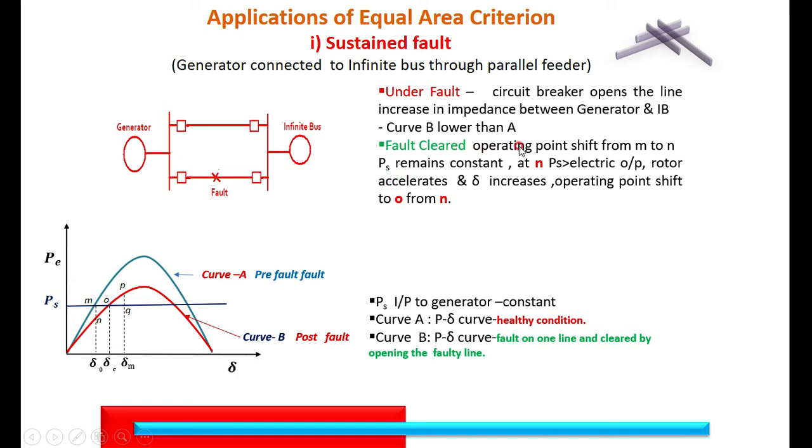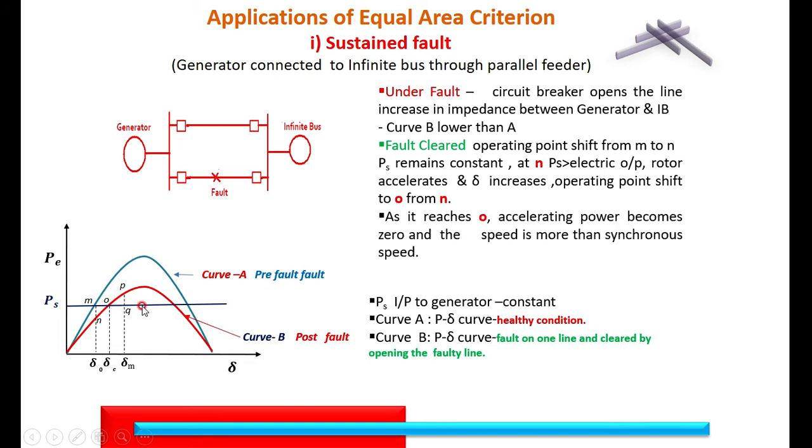When the fault is cleared, the operating point shifts from M to N. That is the same thing I explained here. M to N, PS remains constant. At N, PS is greater than the electrical power output. That is, the rotor accelerates and delta increases. The operating point shifts from N to O.